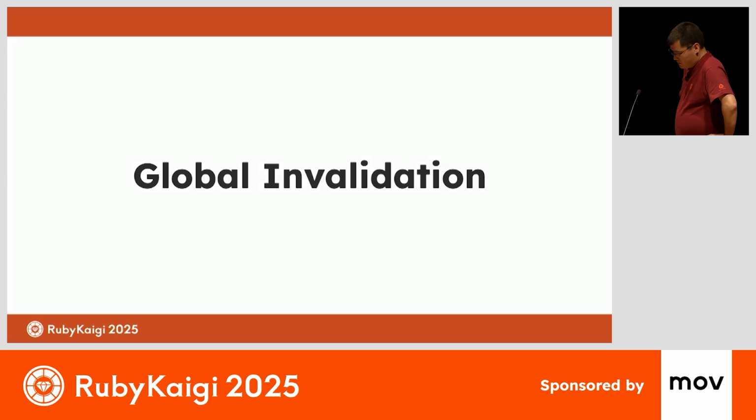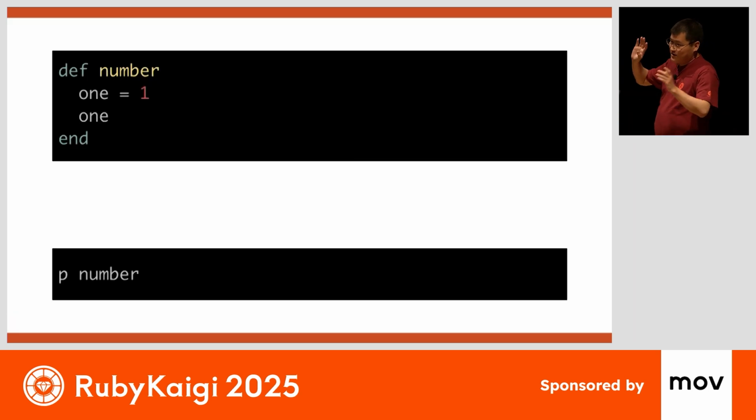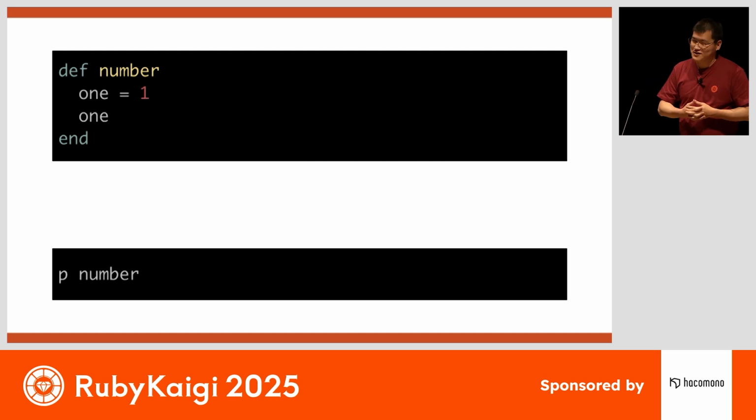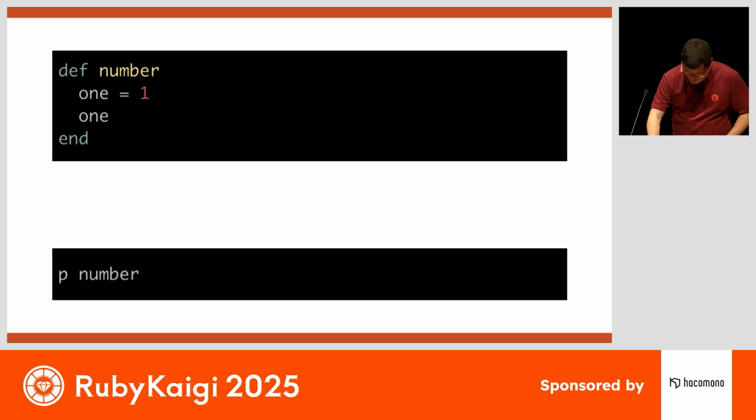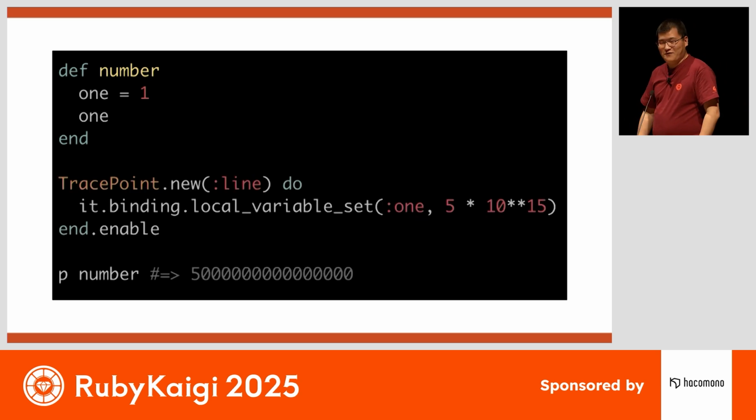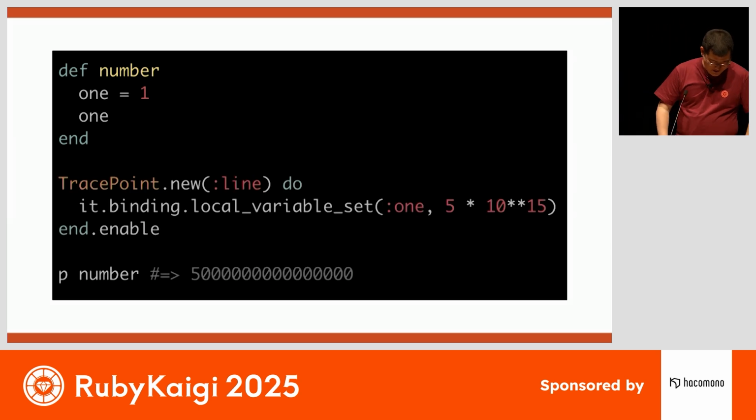I'd also like to introduce another deoptimization called global invalidation. This is another Ruby code I want you to think about what it returns. Raise your hand if you think this is not going to return 1. You win. Of course, it's going to return 5,000 trillion, because it's Ruby.